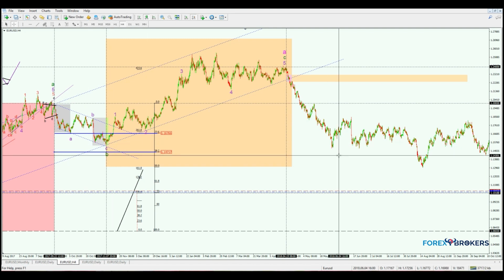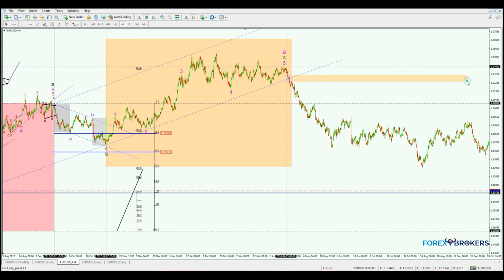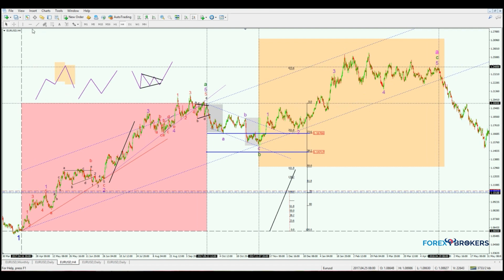The same we can say with flat patterns, the same we can say with triangles, only that the conditions differ in the case of triangles. Make sure you read the article in order to find out the conditions to prove a triangle and a flat as simple corrections.